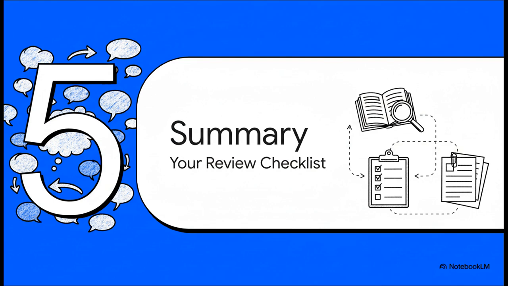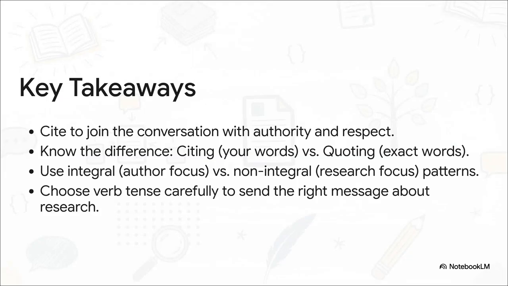So, let's just do a quick recap of the most important ideas to keep in mind when you're writing. So, here are the key takeaways. First, remember that citing isn't just a rule, it's how you join the academic conversation with respect and authority. Second, always know the clear difference between citing an idea in your own words and quoting someone's exact words. Third, make a conscious choice between integral and non-integral patterns, depending on what you want to emphasize. And finally, be careful with your verb tense to send the correct signal about the research you're discussing.